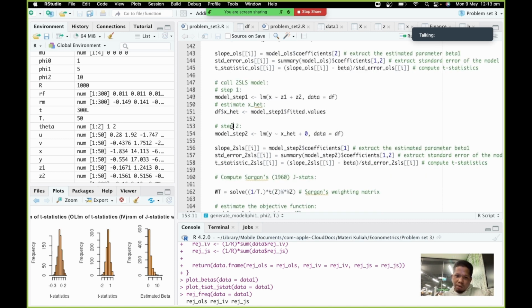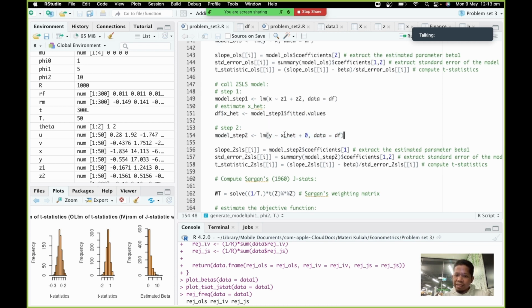And then now I define the second step here, and I call it model step 2, just to differentiate it from the first model. So I call LM again, but instead of taking the x, I take the x hat here that results from the first step. So we basically just regress y on x hat here, right? And the data frame name is the df that we defined before. And the process is the same, but just the name is different here.